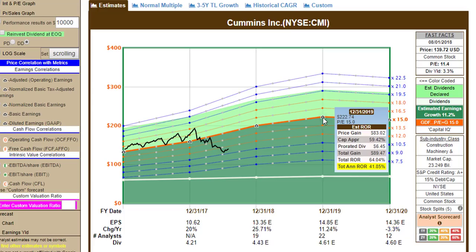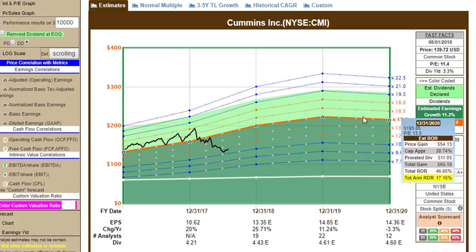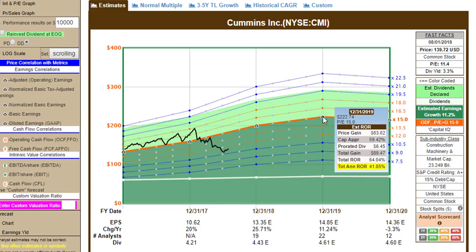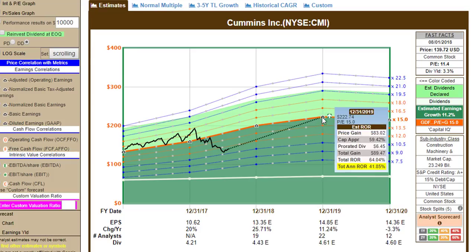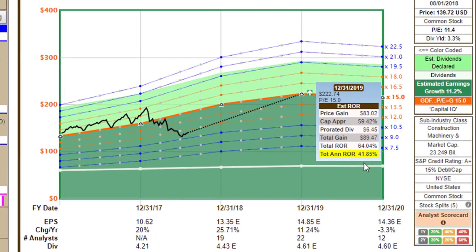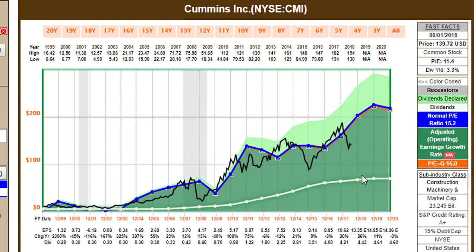But again, if you go out to these next couple of years and you just expect this company to return to a normal PE of 15, you've got some tremendous opportunities. Through 2019, your annualized rate of return could be over 40% a year. And again, what I'm liking here is the valuation of this company has fallen. You can see the price is beginning to recover a little bit. And these rates of return going forward are predicated on these low valuations.